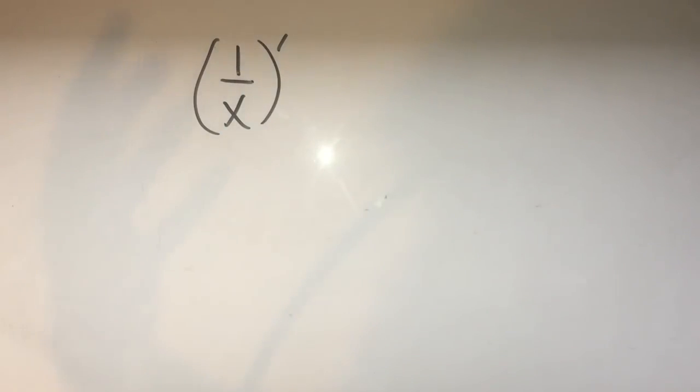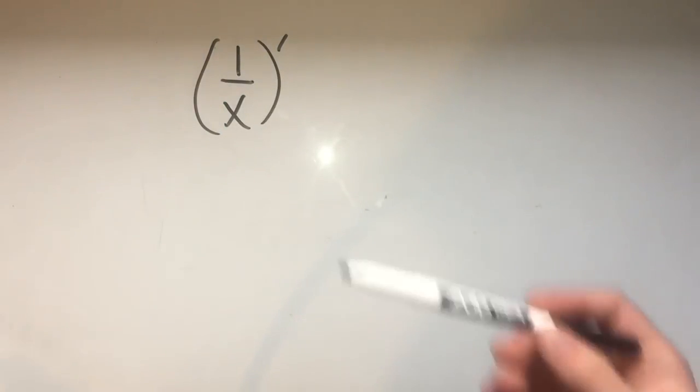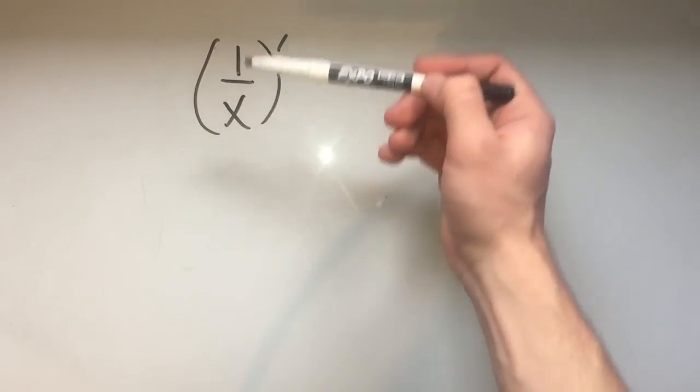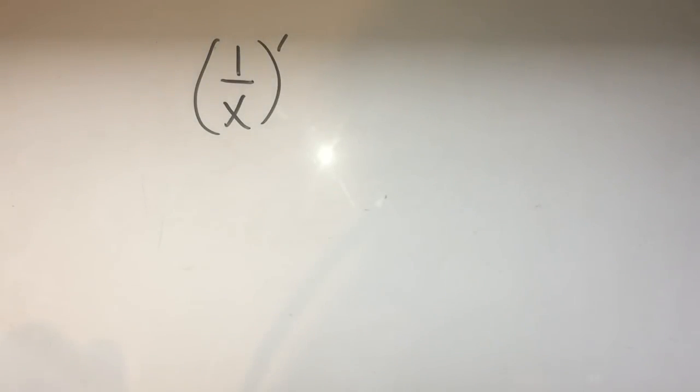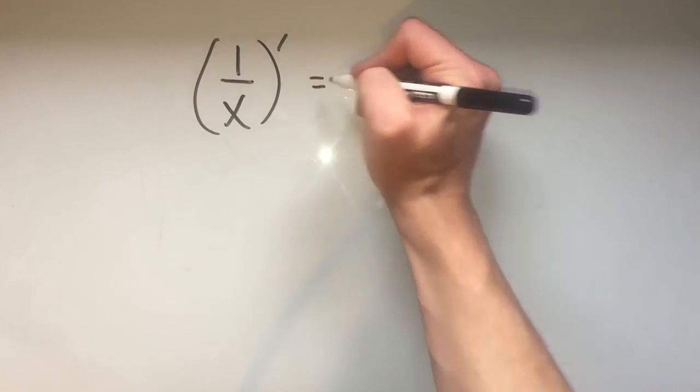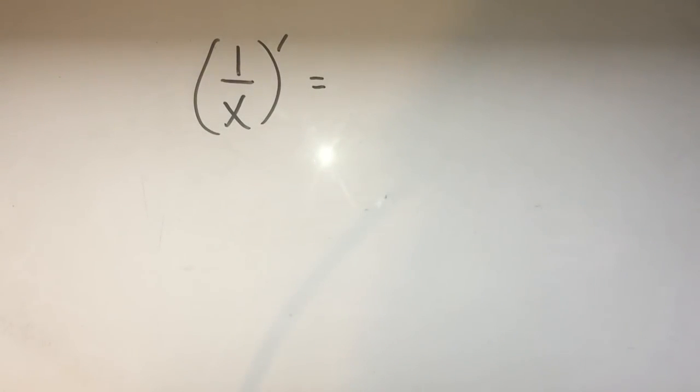The second trick I want to share with you is when you have to take derivatives of a number over x to a power, or the reciprocal of x to a power. And the way we do this, it's actually using the reciprocal rule, which is sometimes taught and sometimes not. But here's how the trick goes.